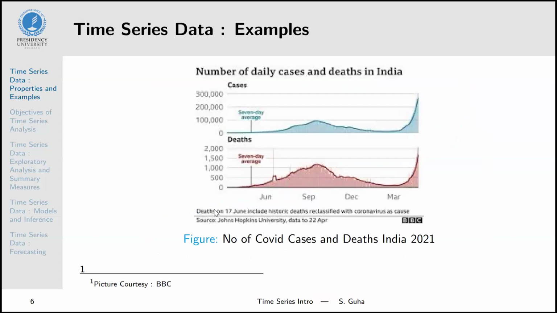Then this is another example of time series data: the number of daily cases and deaths in India during COVID. It's actually the second wave of COVID, which came, I think, around March, April 2021. So this is the number of COVID cases, and this is the number of deaths during that period. This is again another kind of time series data.